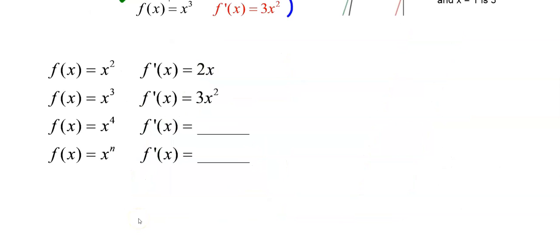Now, even doing this for each function could be tedious, so let's see if we can observe a pattern here. We found the derivative function for f of x equals x squared was 2x. We found the derivative function for f of x equals x cubed was 3x squared. What do you think the derivative function would be for the function x to the 4th? What do you think the derivative function would be for x to the n? If you figured that out, then you are well on your way to your first bit of calculus.